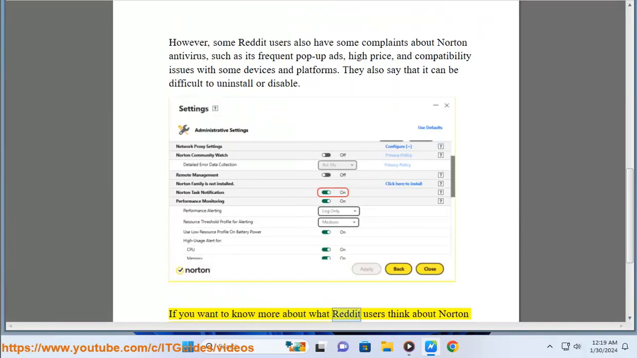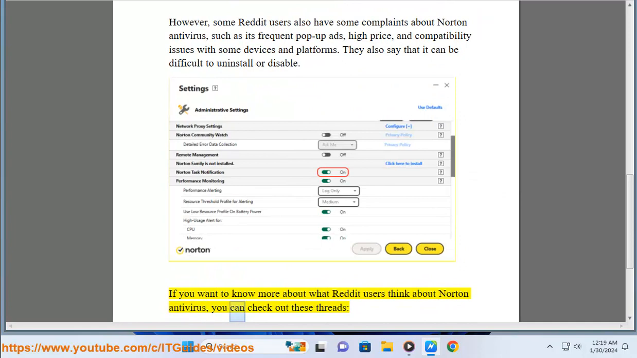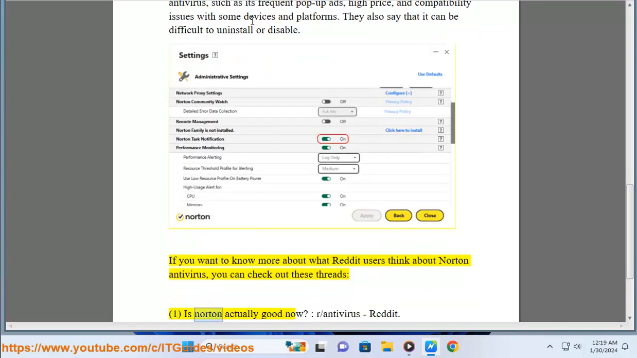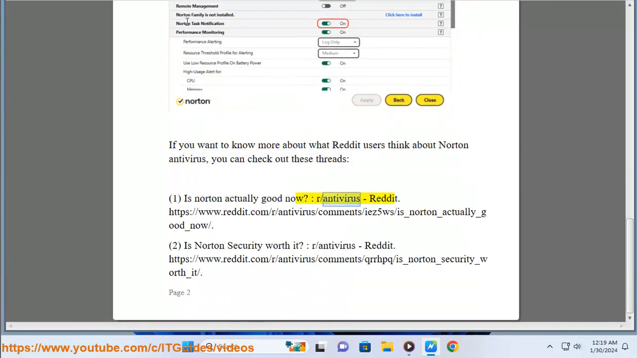If you want to know more about what Reddit users think about Norton Antivirus, you can check out these threads. 1. Is Norton actually good now? r/antivirus, Reddit.